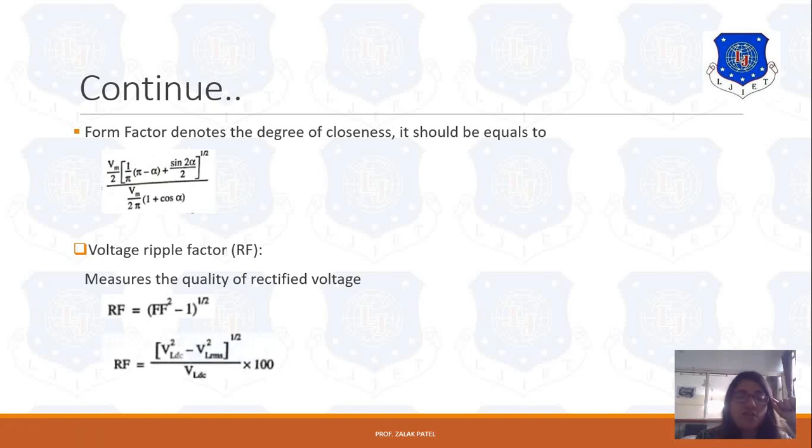Another equation of the ripple factor is VLDC square minus VLRMS square, raised to 1 by 2, upon VLDC, into 100. So the ripple factor should be in percentage form, which is why it is multiplied by 100. We have already calculated the values of DC voltage and RMS voltage in the previous slides. You should put the values here and then calculate the ripple factor.